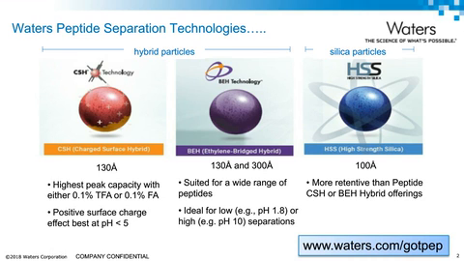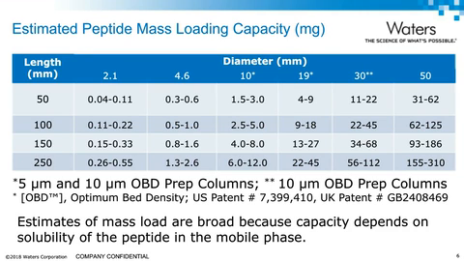The estimated peptide mass loading capacity chart is very useful for allowing the peptide scientist to determine which column he needs to select for doing prep. Each diameter has a mass load that is optimum for that particular size column. You'll notice that the estimates of mass load are broad because the capacity depends on the solubility of the peptide in the mobile phase. And sometimes peptides, because they're so complex, are difficult to keep in solution.